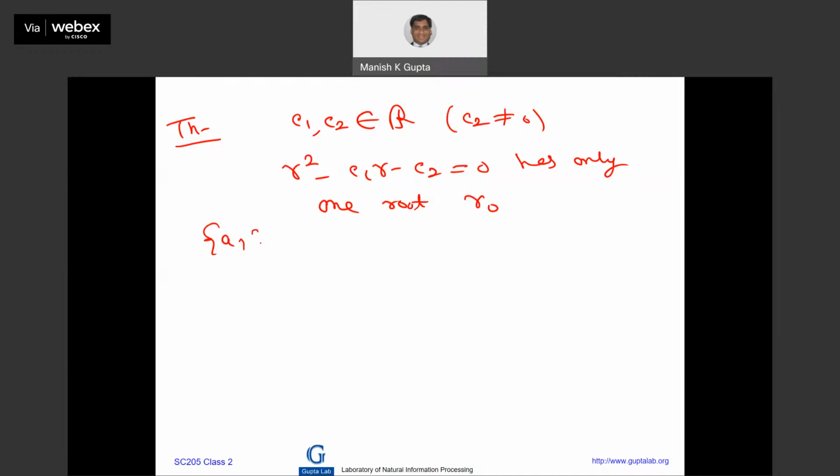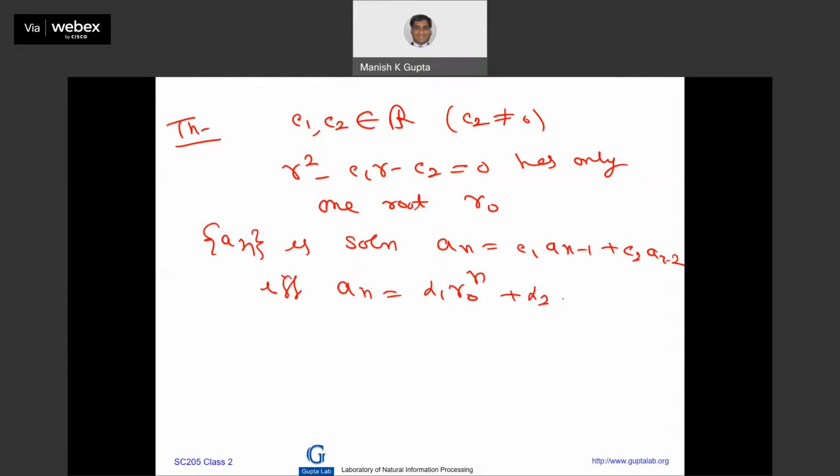Then an is a solution of the recurrence relation an is equal to C1 an minus 1 plus C2 an minus 2 if and only if an is equal to alpha 1 times r naught raised to power n plus alpha 2 times n times r naught raised to power n. So remember, this n times this quantity is the second one, and the first is the first one.